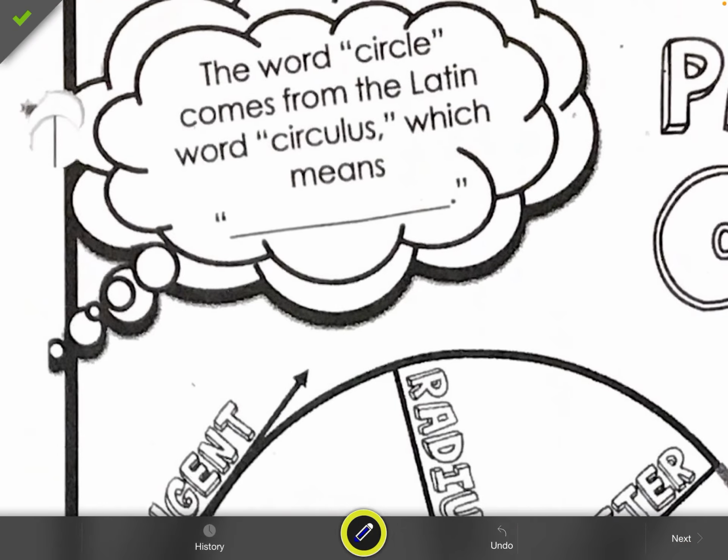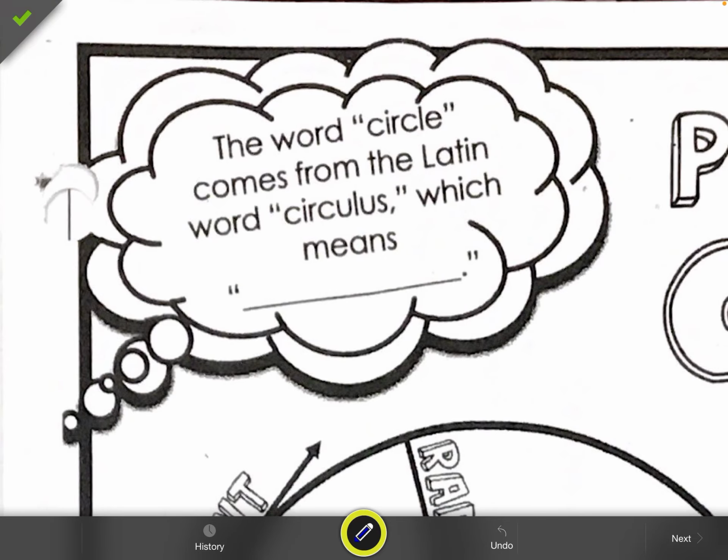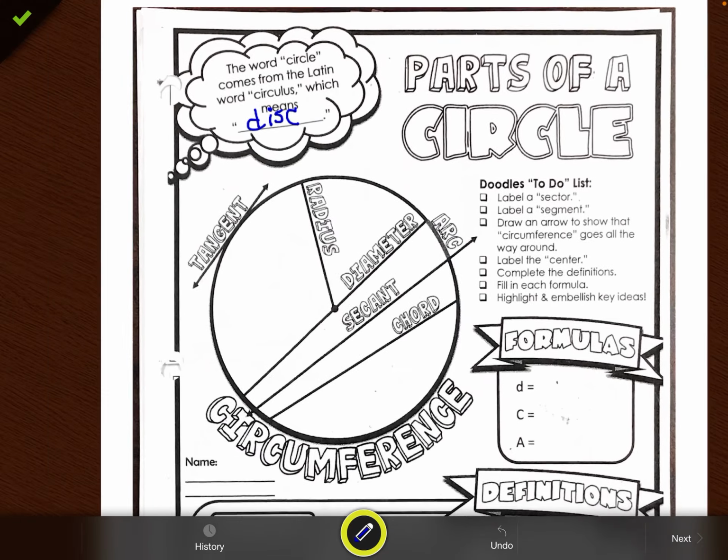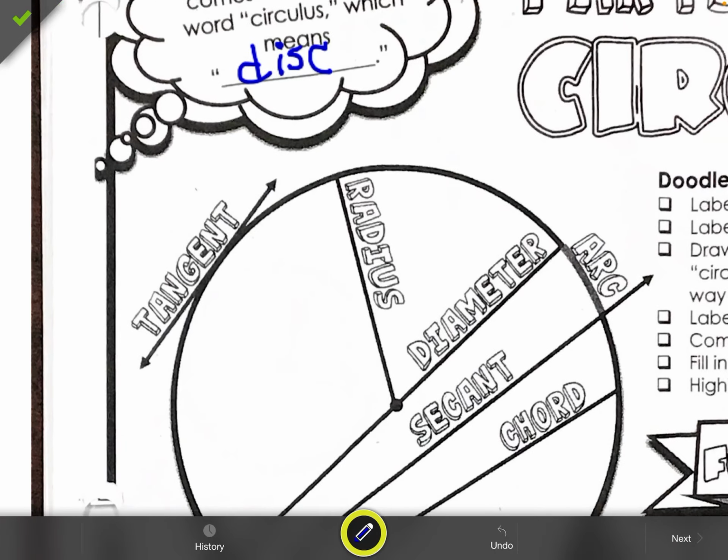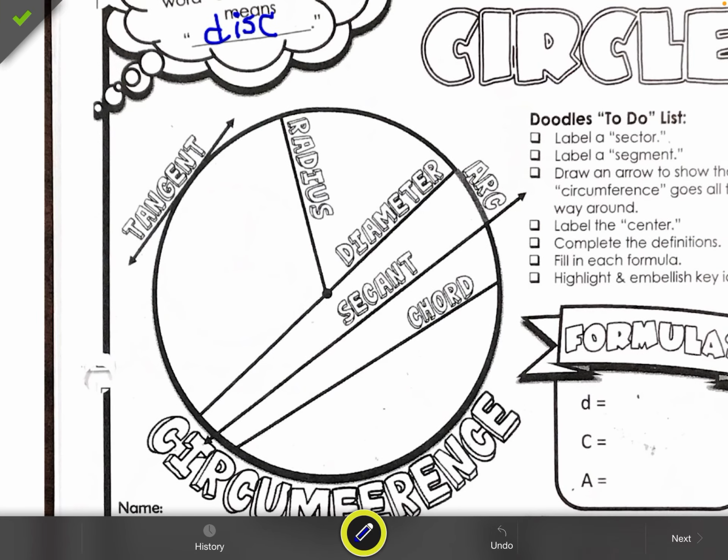So up here in the thought bubble, if you look, it says the word circle comes from the Latin word circulus, which means disc. Okay, so a circle does have a disc-like shape to it. If you want to think of a real-world example, maybe a frisbee. And sometimes they actually do call them discs, frisbee discs.